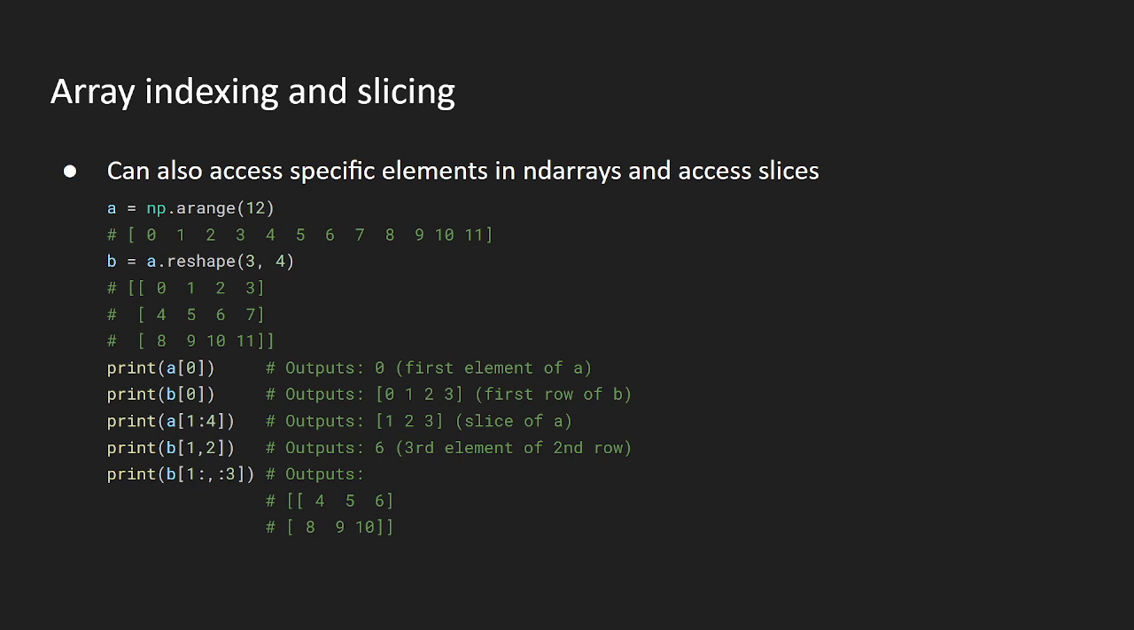So, for example, B[0] returns 0, 1, 2, 3. But if you want to get even more specific, like the second element of the first array, you do B[0][1], and that'll return the second element of the first array.